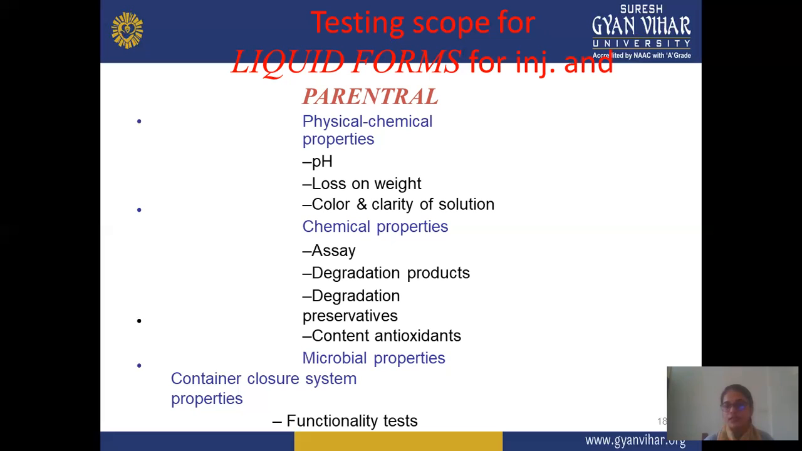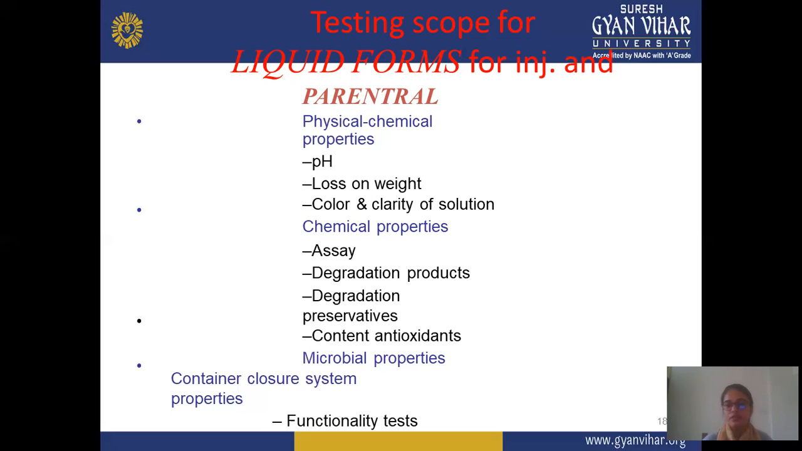Next is color and clarity of the solution. The formulation should not contain any bacteria or foreign particle, and it should be in a proper sterilized condition, free from microbes, and a clear solution. You should perform all the tests required for this color and clarity testing. Next is chemical property. In chemical property, first is assay. You check that the required or added amount of drug is present or not in your formulation.